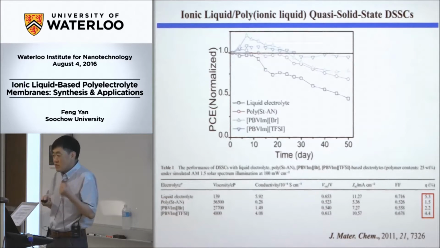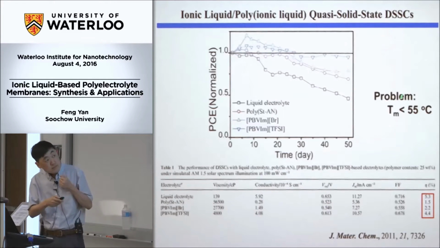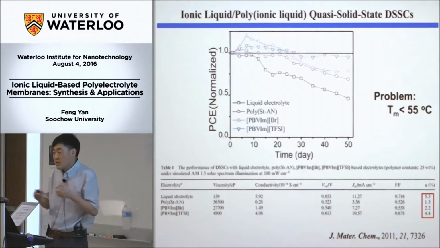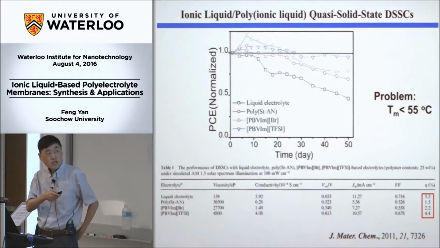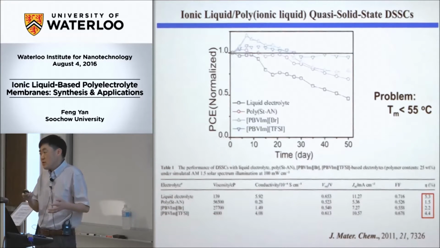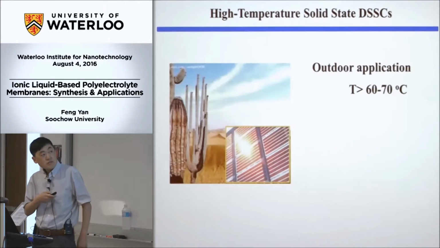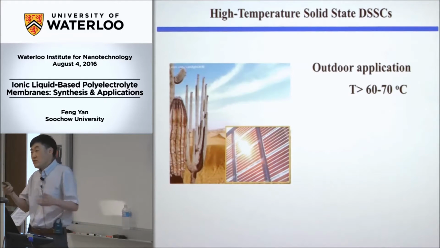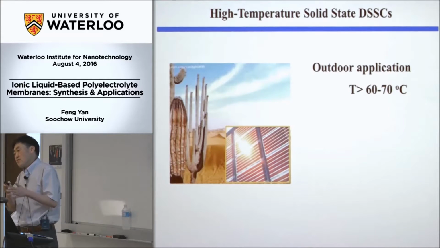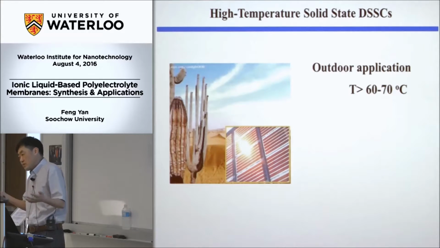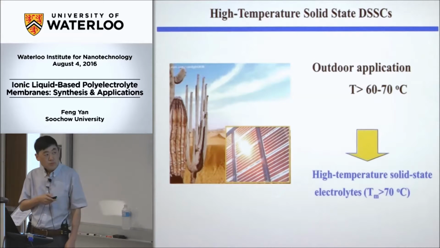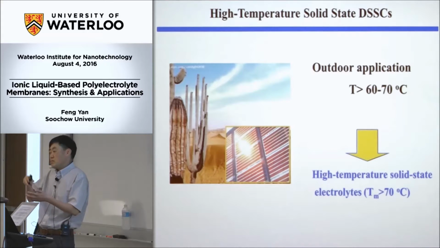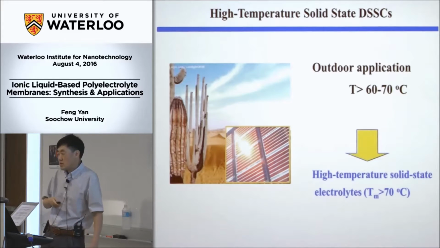But the problem of this work is the melting point of this kind of gel electrolyte is quite low. It's roughly 55 degrees. But as we know, for real solar cell applications, the temperature, for example in summer outside, will come to 60 or even 70 degrees. So if your melting point is 55 degrees, it's not enough for real application. So is it possible to prepare high temperature solid-state electrolytes? For example, your melting point can be 60 or even 80, 90 degrees.